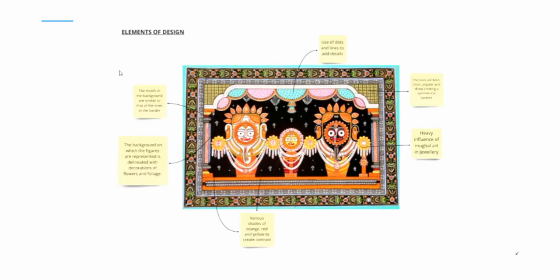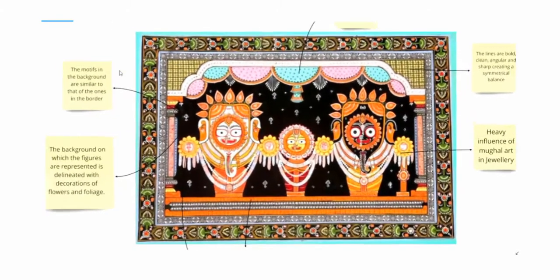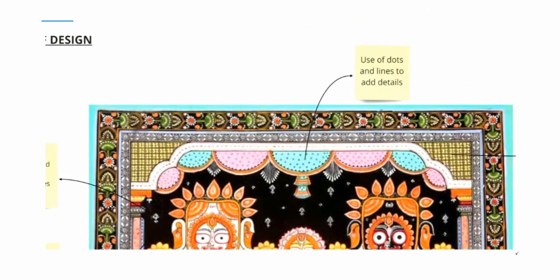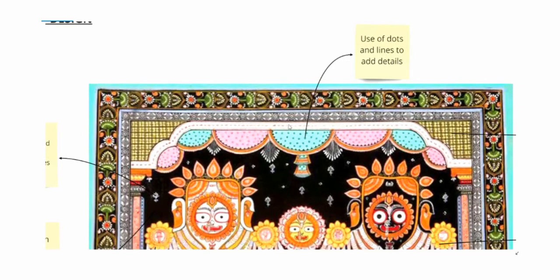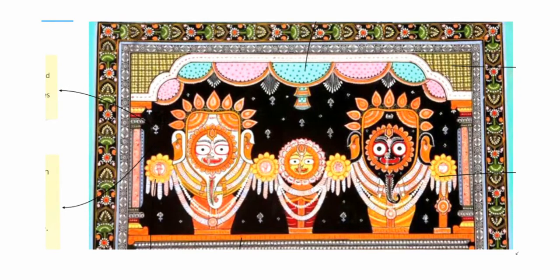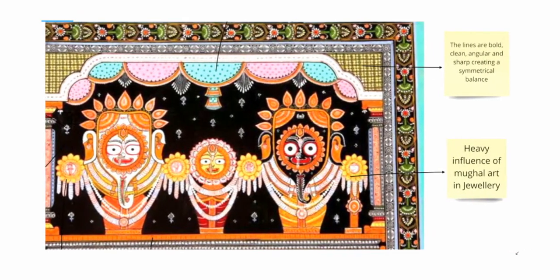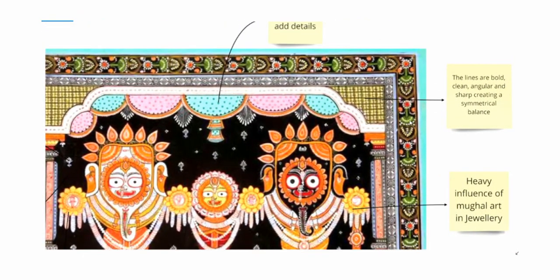It is Patachitra art from Odisha, practiced by a tribal community of painters known as Oriya painters. So now, first talking about the elements of design in the painting, we can see that a lot of dots and lines have been used to add details like the one that we can see over here, and in the jewelry as well. The lines are bold, clean, angular, and sharp, creating a symmetrical balance. You can also see the heavy influence of Mughal art in the jewelry.